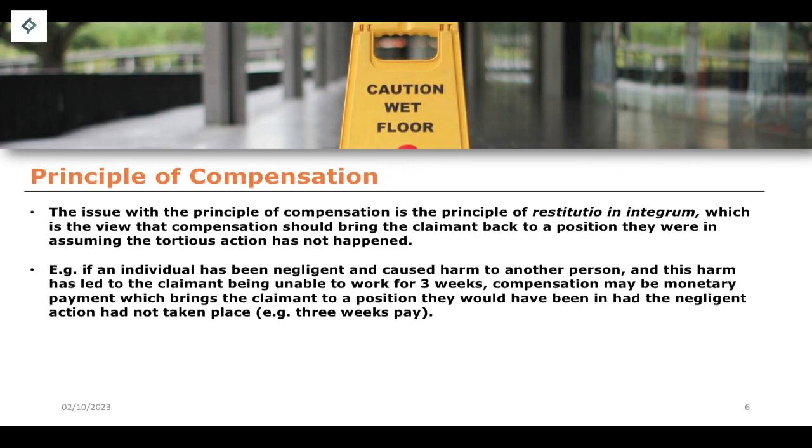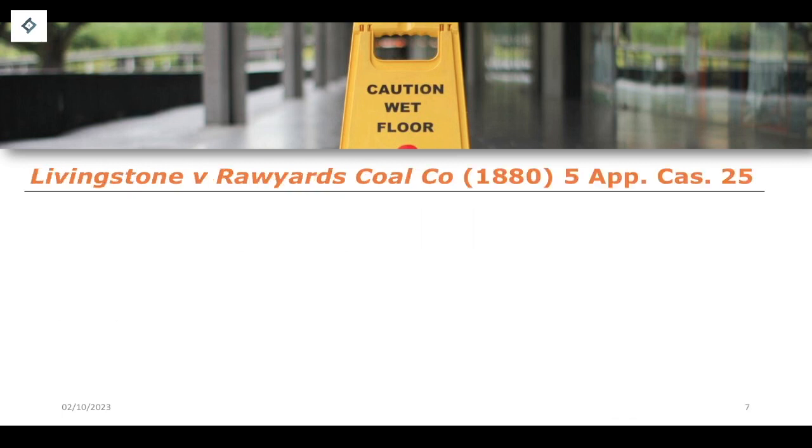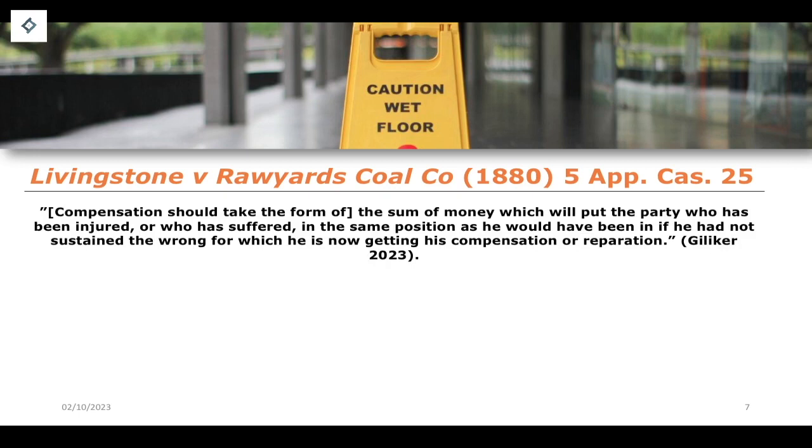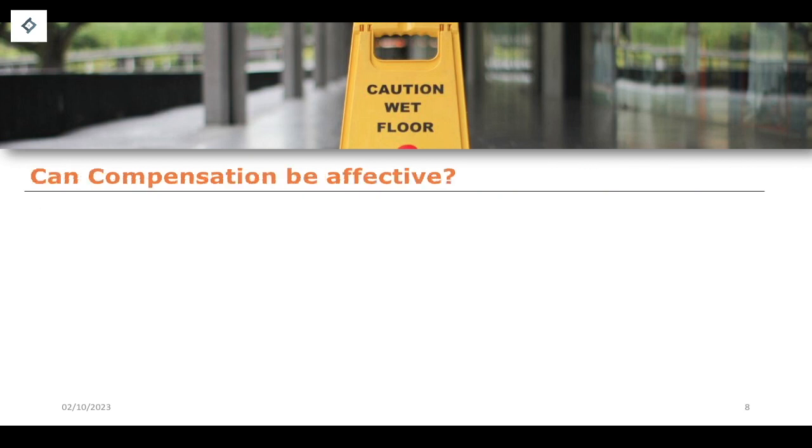Now, that's a particularly good system, and it is clearly elucidated here in the case of Livingston and Royal's Call Corporation from 1880, when they say that compensation should take the form of the sum of money which will put the party who has been injured or who has suffered in the same position as he would have been if he had not sustained the wrong for which he is now getting his compensation or reparation. So that's the basic way in which we understand the principle of compensation within English law, specifically within the law of tort. It elucidates this principle of restitutio in integrum.